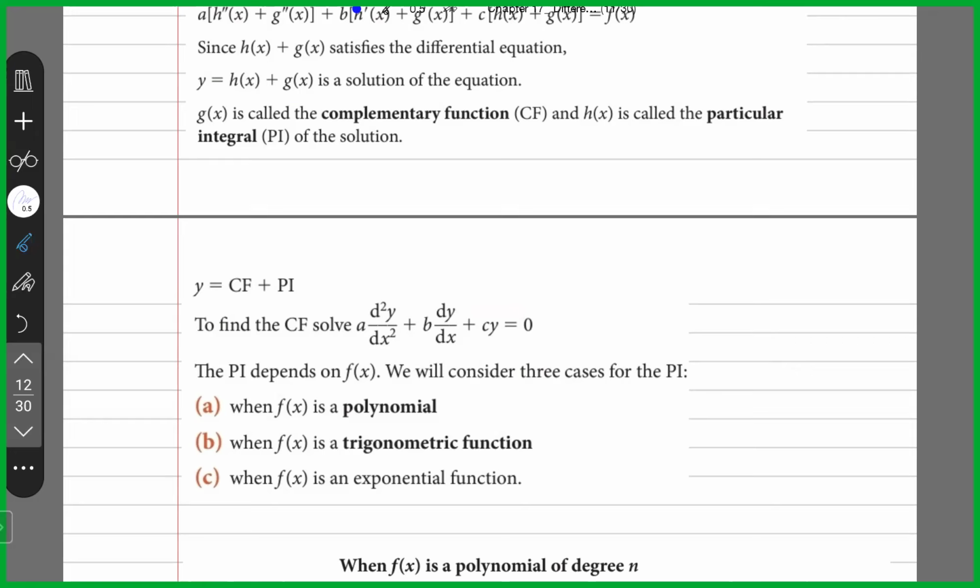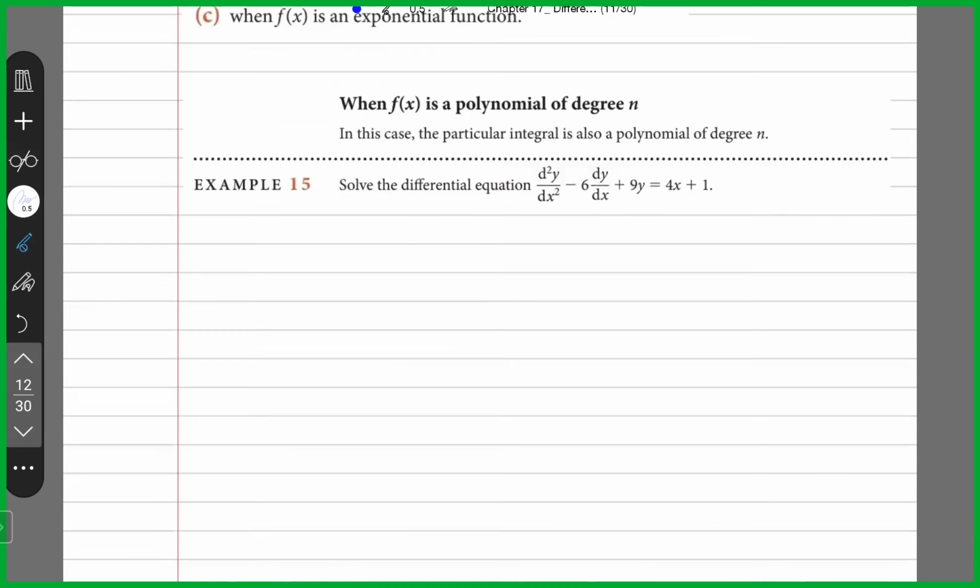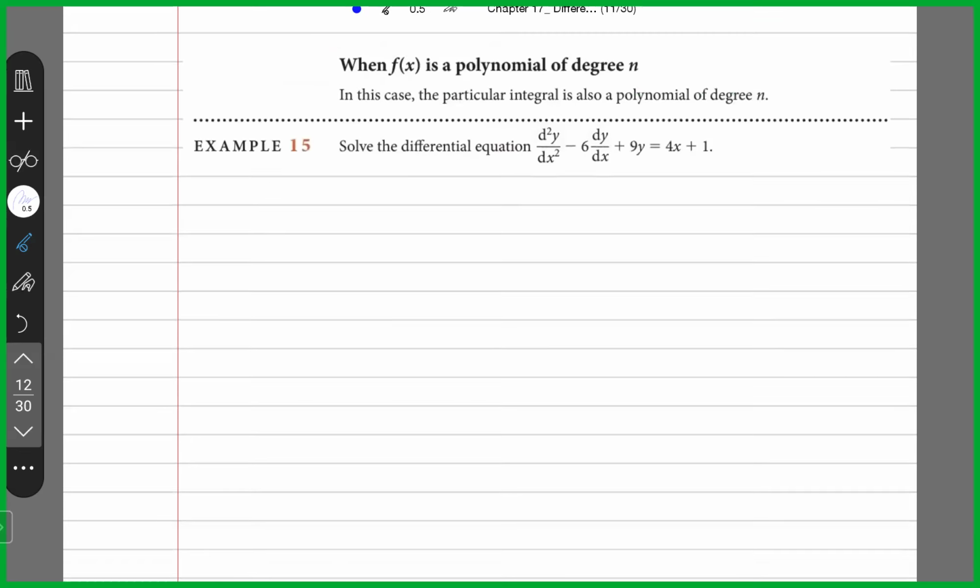A, when f of x is a polynomial, B, when f of x is a trigonometric function, and C, when f of x is an exponential function. So we're going to start at example 15, where we're going to look at when f of x is a polynomial of degree n. In this case, the particular integral is also a polynomial of degree n. All right, so let's have a look at example 15.